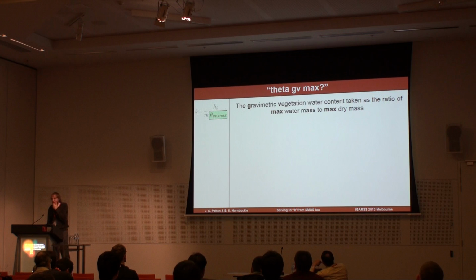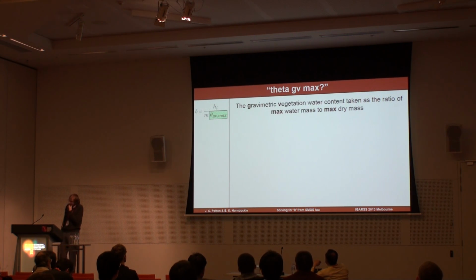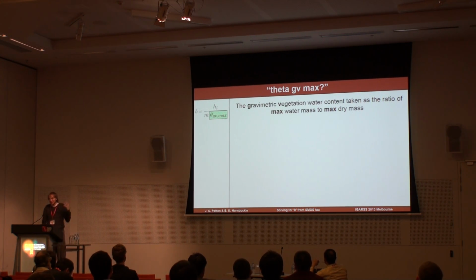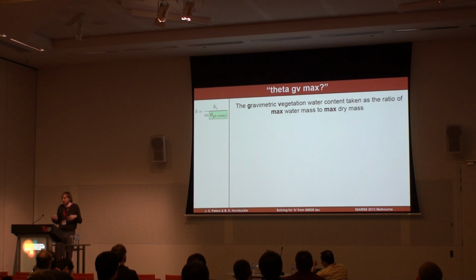So what the heck is this theta GV max thing? Coming from a bit more of an agricultural background, I think of it as the gravimetric vegetation water content. But the easier way to think about it is just the ratio of the maximum water mass over the growing season to the maximum dry mass measured over the growing season.